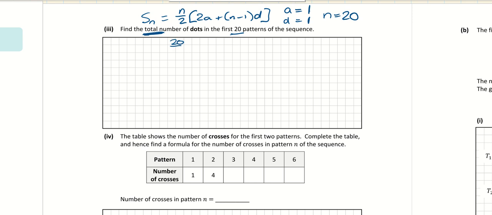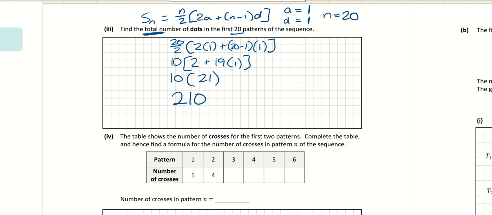So that means just sub in all these numbers. So n over 2, 20 over 2, times 2a, so 2 by 1, plus n minus 1, sorry, n is 20, so 20 minus 1, times the difference, which is 1. Okay, so 20 over 2 is 10. 10 by 2 plus 19 by 1. So it means 10 by 21, which will give you 210. So S20 is going to be equal to 210. So if you add 1 plus 2 plus 3 plus 4, all the way up to 20, you get 210.